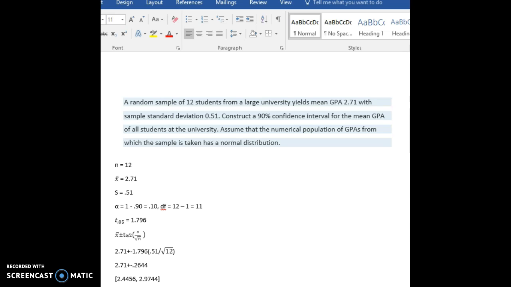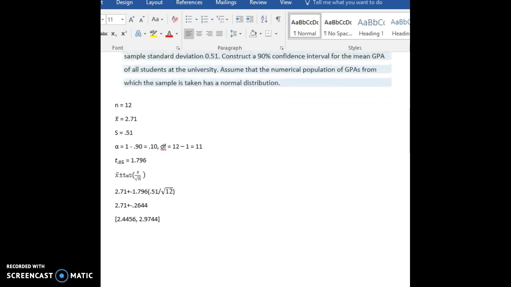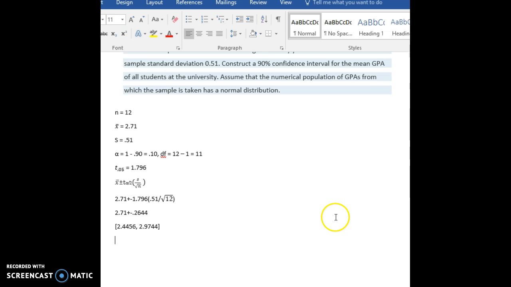All right, so now we can't forget to state our confidence statement. All right, so we are 90% confident the true mean, and what we're getting here is the mean GPA of all students at this university, is between 2.4456 and 2.9744.